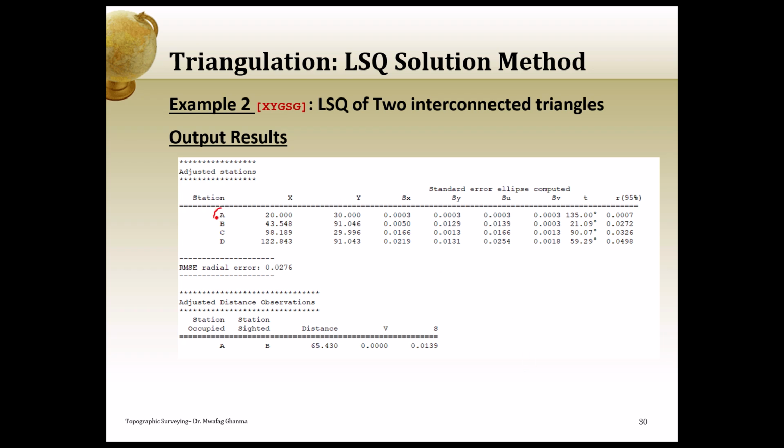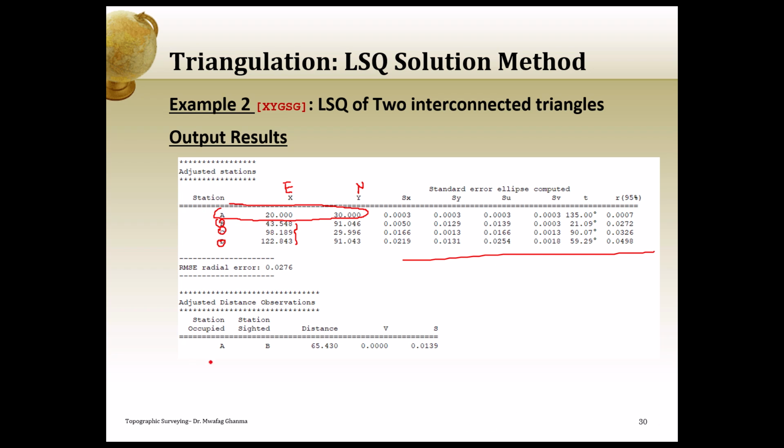These are the final results of the points. A is the control station, so it stays the same, and B, C, and D have their easting and northing, plus the standard deviations that we have.